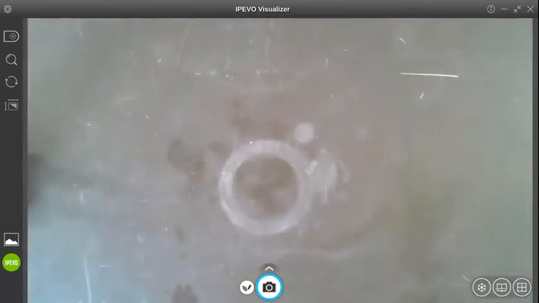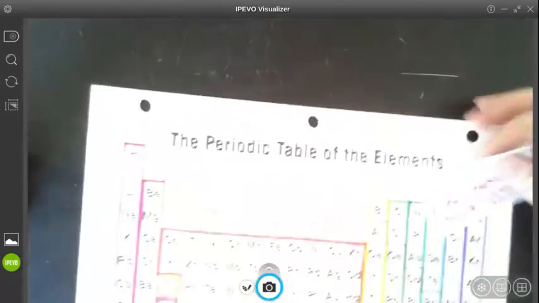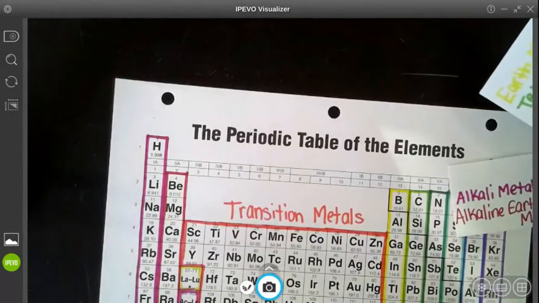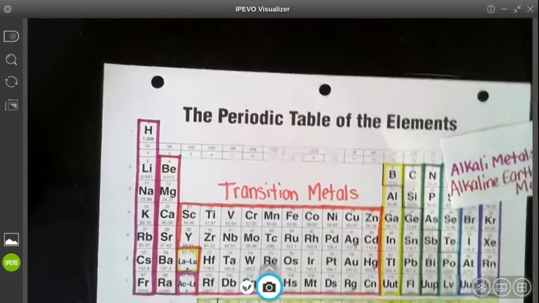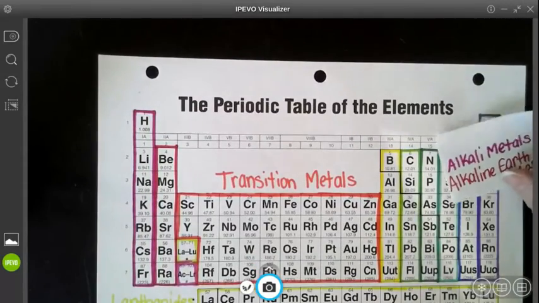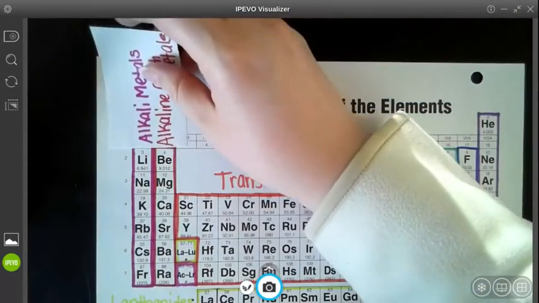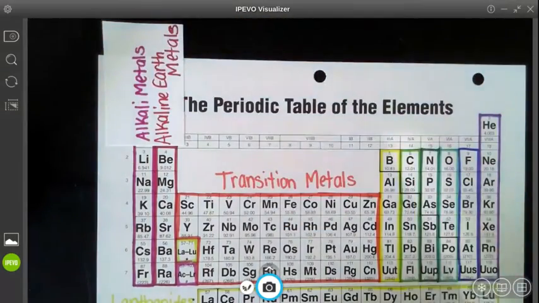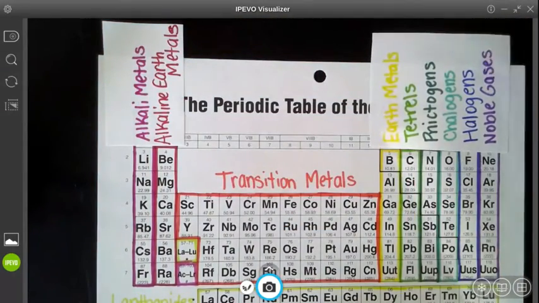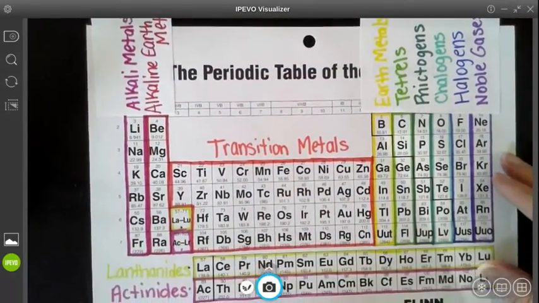So the periodic table was actually developed by an individual called Dmitry Mendeleev. And he wrote all of the different elements onto cards and looked at their properties and then organized them that way. And that's how we have our setup of the way it is now.